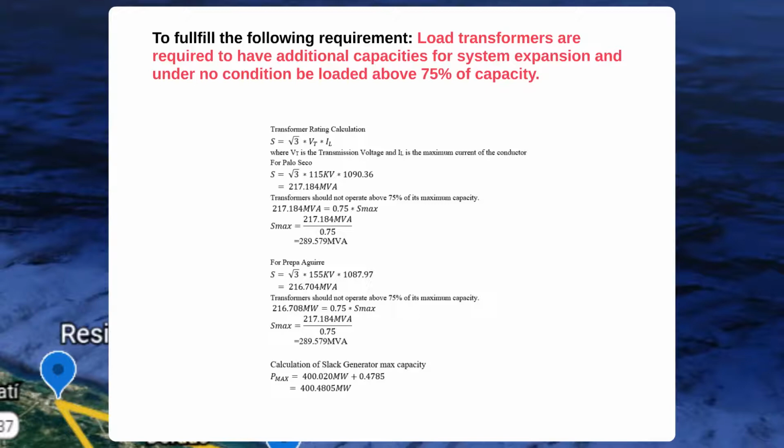We also went on to find the maximum, which is 217.184 MVA divided by 0.75, which was found to be 289.579 MVA. The same calculation was done for the remaining transformer, the Prepa generator transformer. It was also found to have the same values as the transmission voltage, and the maximum current of the conductor was also the same.